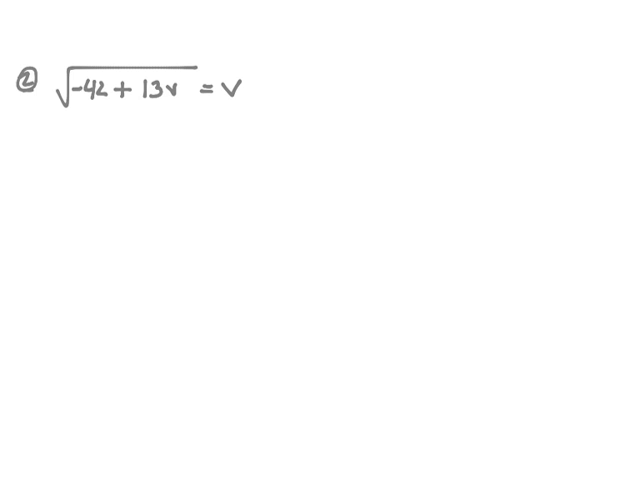Alright, let's try another example here. Here we have the equation, the square root of negative 42 plus 13v is equal to v. Again, the first step is to make sure there's nothing outside your radical, which again, that's taken care of. We're going to go ahead and square both sides. And the reason we're squaring both sides is so that we can get rid of that square root or your radical. The square root and the square cancel each other out, leaving you with a negative 42 plus 13v equals a v squared.